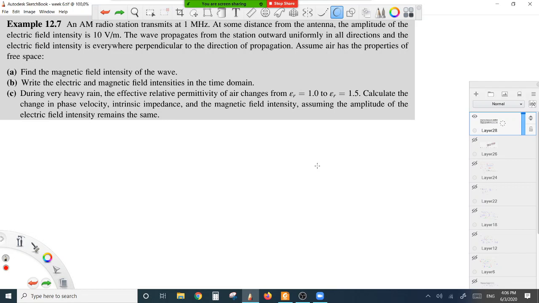Okay, at some distance from the antenna, the amplitude of electric field intensity is 10 volts per meter. The wave propagates from the station outward uniformly in all directions, and the electric field intensity is everywhere perpendicular to the direction of propagation. Okay. Assume air has the properties of free space. Okay, first question is find magnetic field intensity of the wave.